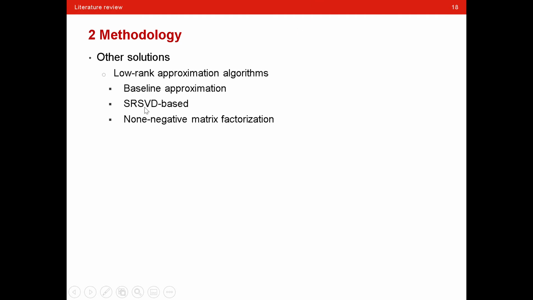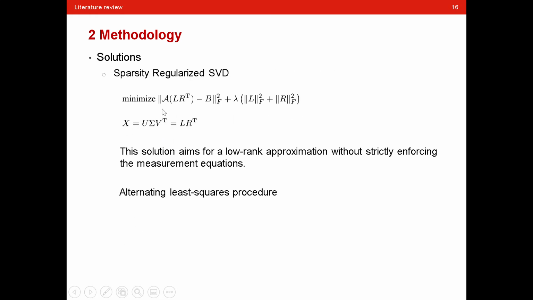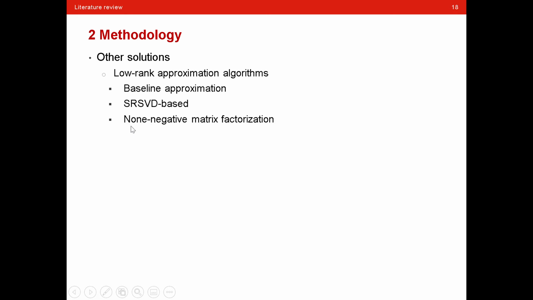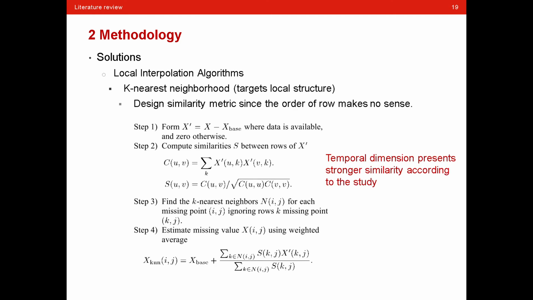And there are some other methods they point out. There is SRSVD, which is the fixed solution, and also non-negative matrix factorization, which means that we decompose the matrix into two submatrices, and these two submatrices are non-negative. And they also point out there are some local interpolation algorithms. One example they use is the k-nearest neighbor, also the KNN method. They point out that this method, the target of this paper, is a local structure, which means that we focus on the similarity between two rows.